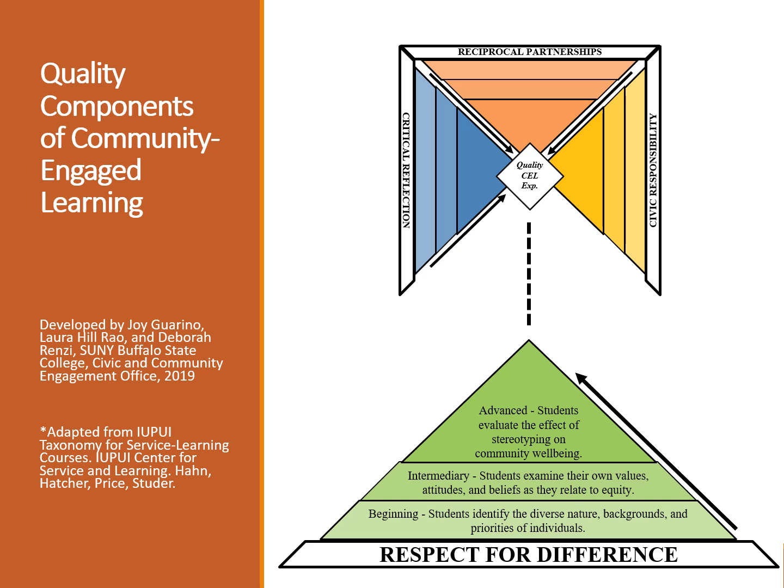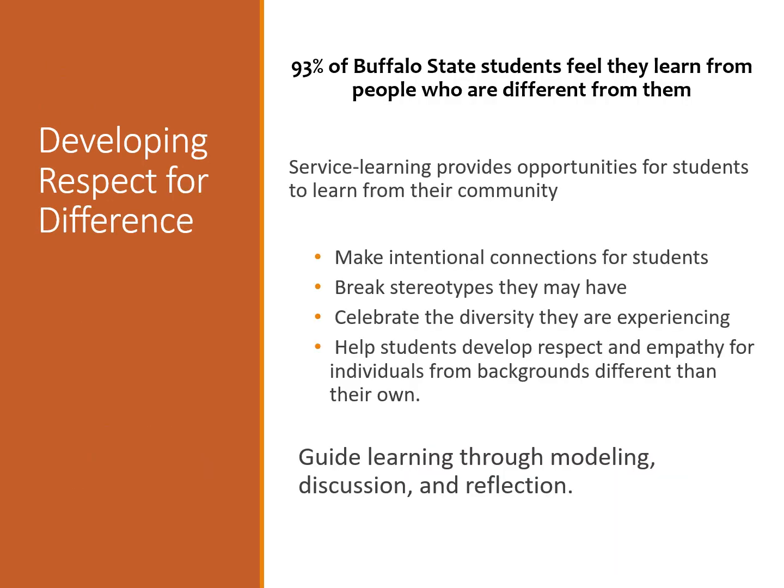And in this last one, students evaluate not only the effects of stereotyping on community well-being, but also to think more deeply about social justice and the impact that fairness, respect, and equity can have on members of a community. 93% of Buffalo State students have told us in service learning pre- and post surveys that they do learn from people who are different from them, and community-engaged learning is a unique opportunity to engage our students with a variety of individuals from unique backgrounds and backgrounds that are different from the students.